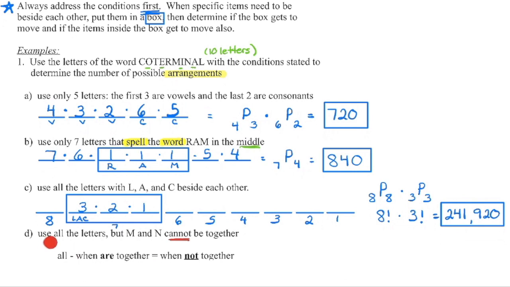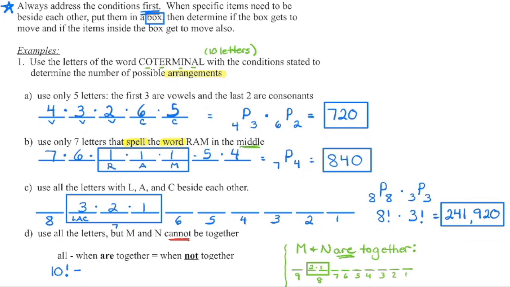So if I were to just arrange all letters, I have 10 different letters in the word coterminal. So 10 factorial is what I get when I arrange all of them. Now, when they are together, that's going to be similar to what we did up here in C. So I can even go ahead off to the side here and say, okay, if I draw out my 10 spots, I'm going to box off to when they have to be together. It does not say which of those letters comes first. So I have 2 possibilities here and then 1 possibility. It also doesn't say where that box has to go. So this counts as a position. So we are going to have 9 factorial. So we're going to arrange all of those spots and arrange the letters within the box. So if we subtract this from 10 factorial, that's going to leave us with the number of arrangements when M and N will not be together.